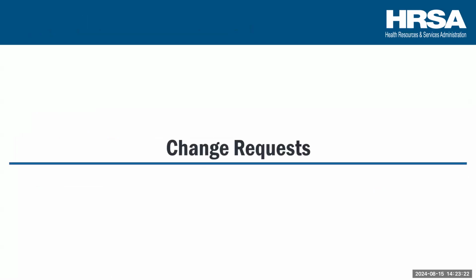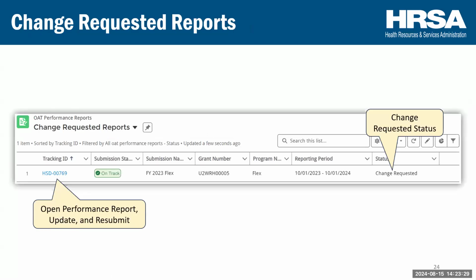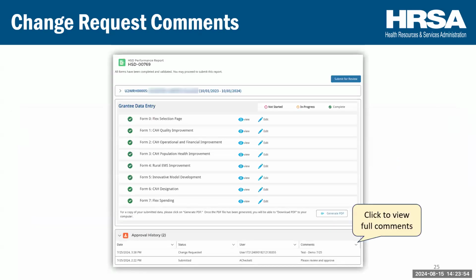But what happens if HRSA requests updates to the report while they're reviewing it? Let's take a look. If HRSA sends back the report for updates, you'll receive an email notification with the comments that your PO added about the requested change. The performance report status will then change to change requested, and it will be viewable under the change requested reports list view. You can click on the tracking ID to open the report to make changes.